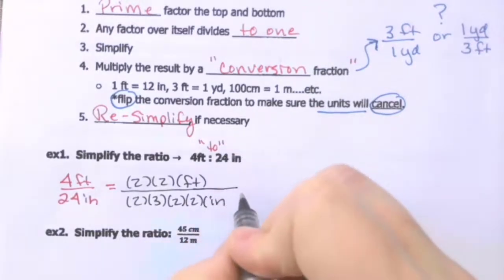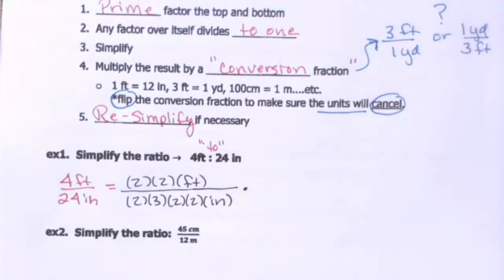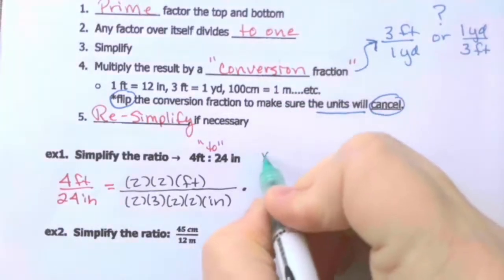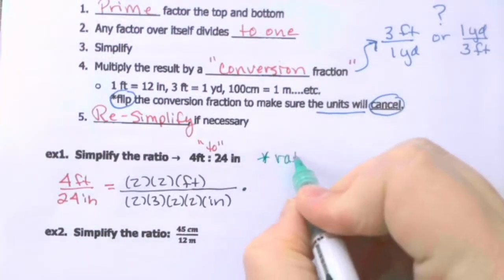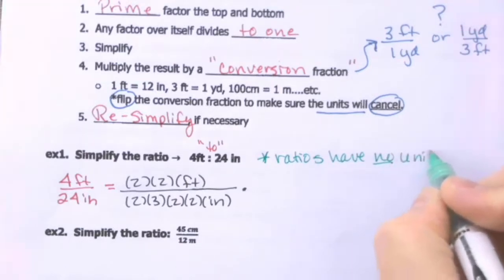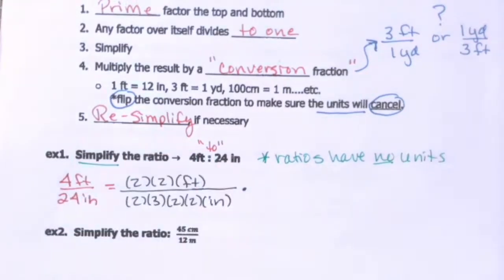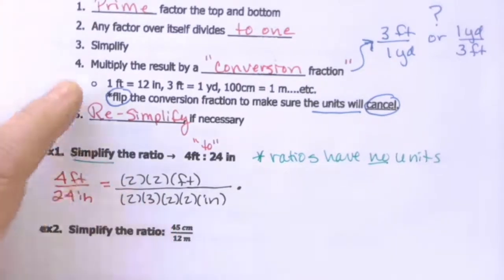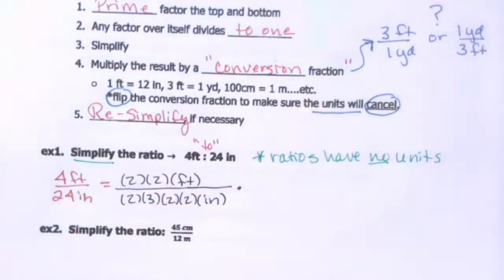Now, we need to simplify the ratio. So to simplify the ratio, we have to remove the units. So you might add a little quick note that ratios have no units. So when we're simplifying it, we're removing the units. So we have prime factored. Now we're ready to multiply the result by a conversion fraction.